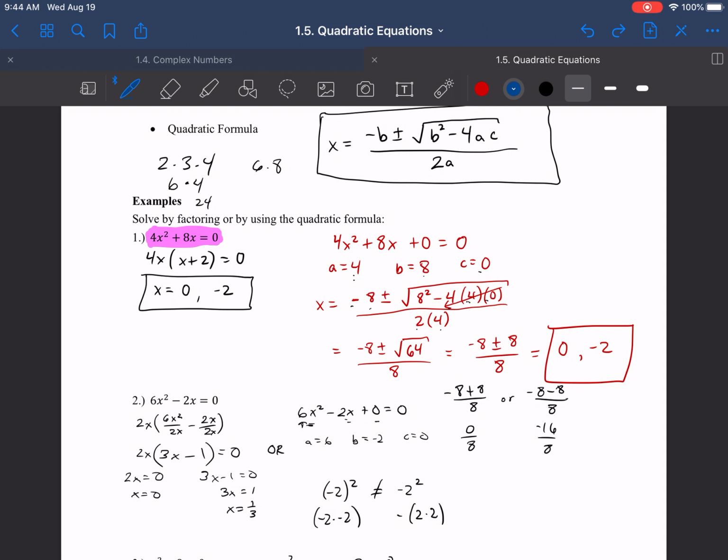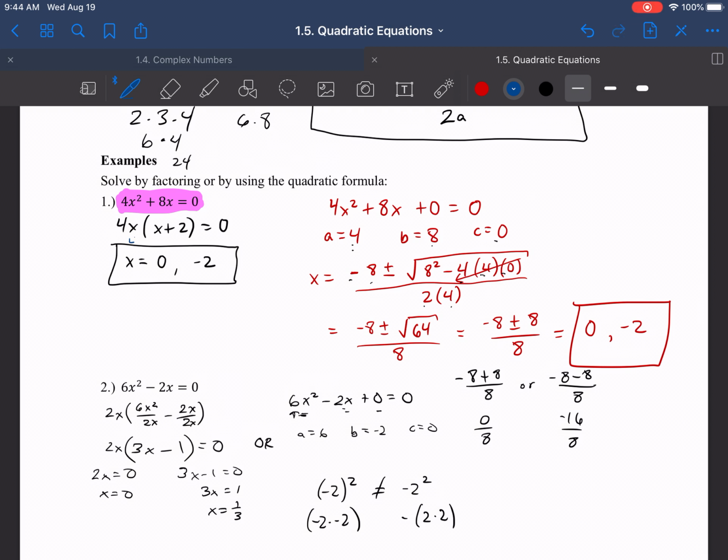From the 4x, we'd say something like 4x equals 0. That means that x equals 0. That's for that part. And then for the next part, we would say x plus 2 equals 0, and we'd subtract 2 from both sides and get that negative 2 would make that equal to 0. So that's the way you do it, just by factoring it or splitting it up into stuff times itself like that. So there's the factoring. So 0 and negative 2.